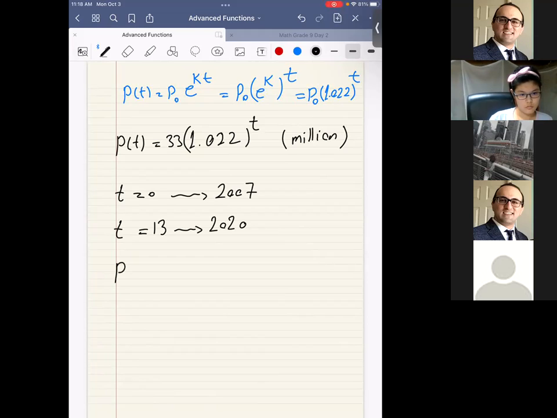So P of 2020 is equal to exactly P of 13, which is equal to 33 times 1.022 to the power 13, in terms of million.